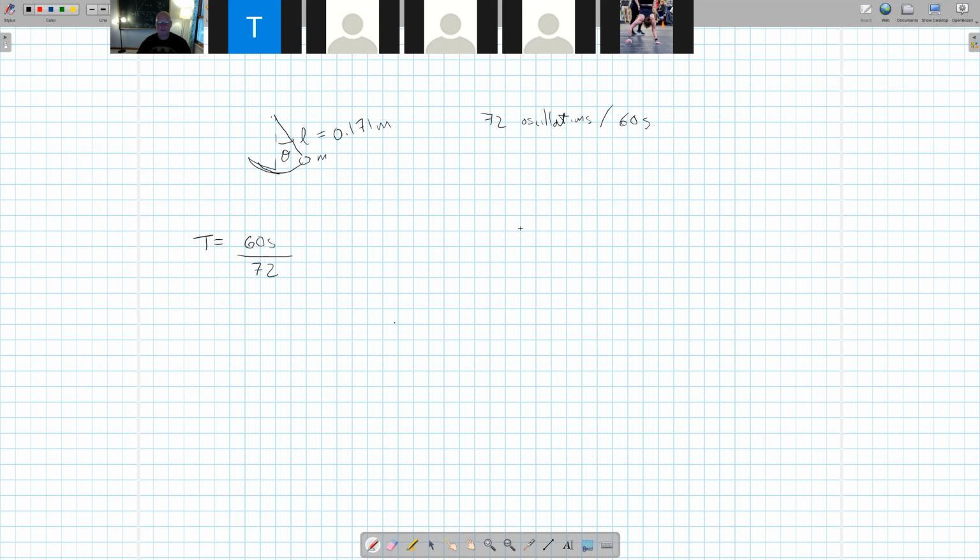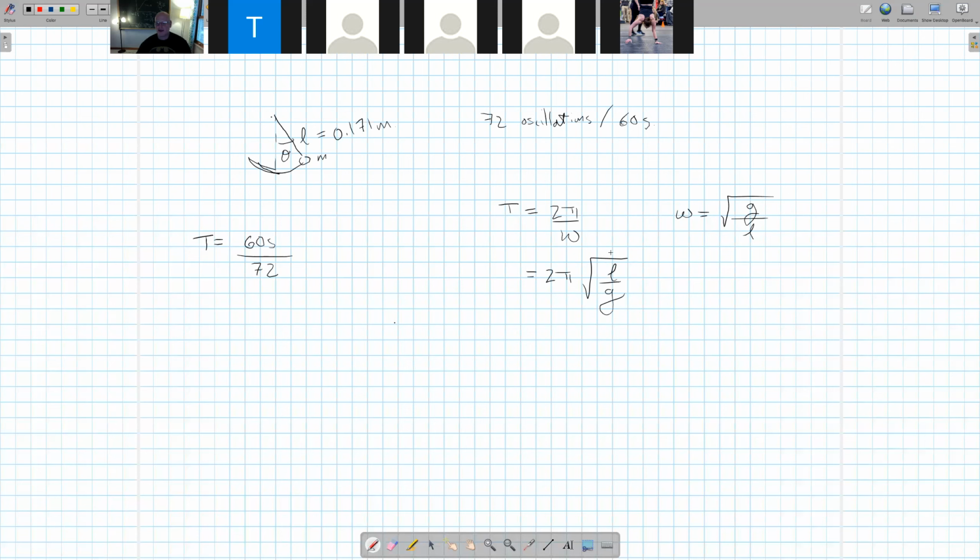Now, but what we wrote down before, what we know is that the period is related to the angular frequency by 2 pi divided by the angular frequency. Since this is a simple pendulum, we now know that the angular frequency is going to be the same thing as the square root of g divided by L. So let's put these things together. So this says that our period is going to be 2 pi times the square root of L divided by g.